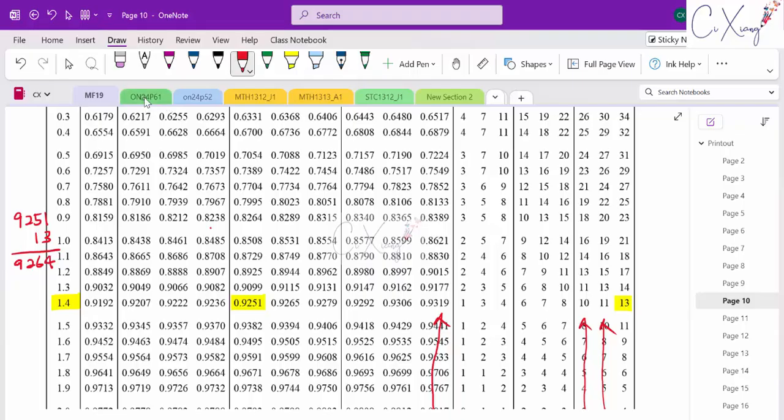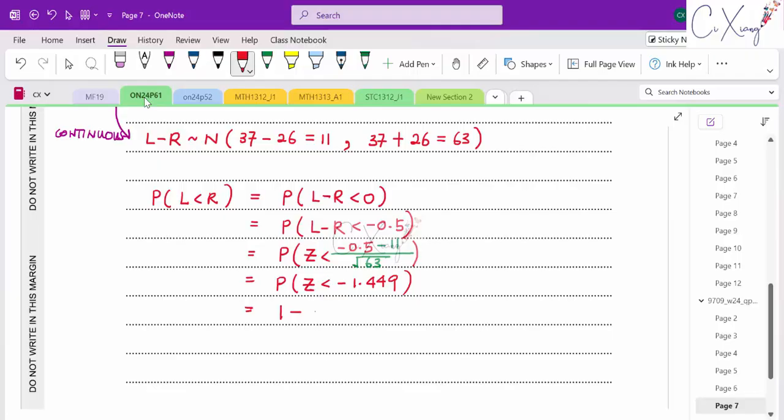Okay, so that means in this calculation, you have to take 1 minus 0.9264. Then you'll get this value, 0.736.